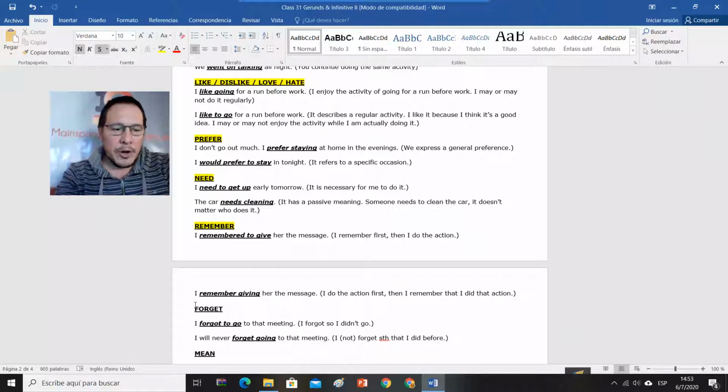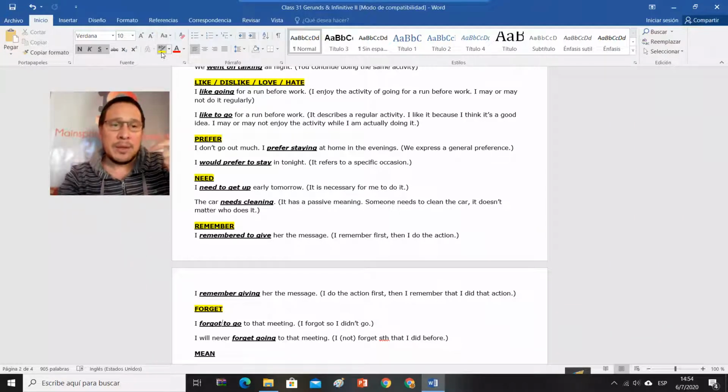Well, with forget, even though it has the opposite meaning of remember, the rules apply in a very similar way. Look at the examples. I forgot to go to that meeting. So I forgot first and then I didn't go.